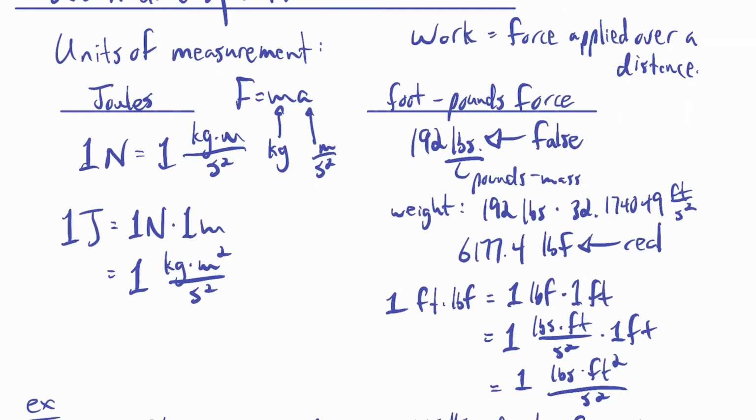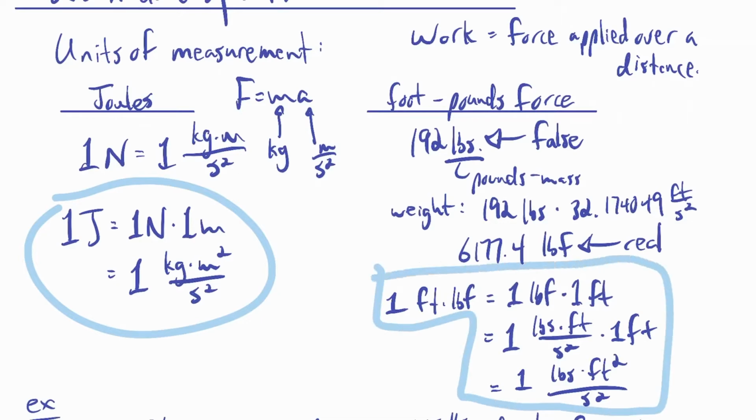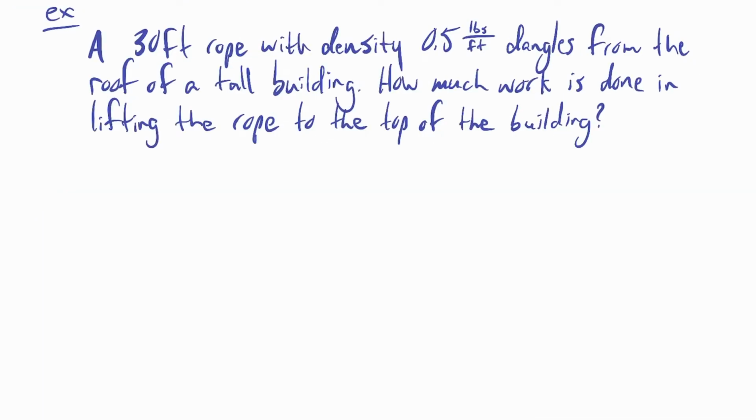Okay, so the SI unit for work is joules. The most common non-SI unit for work is foot-pounds force. Okay, so another example, a 30-foot rope with density 0.5 pounds per foot dangles from the roof of a tall building. How much work is done in lifting the rope to the top of the building?